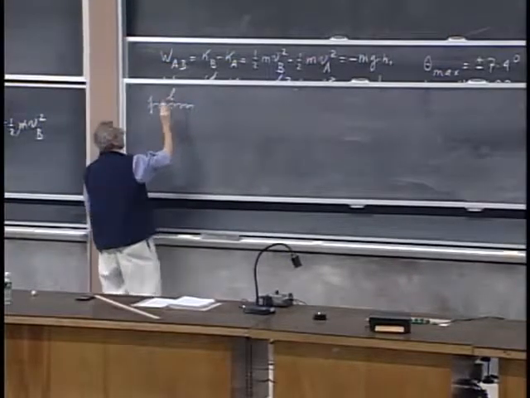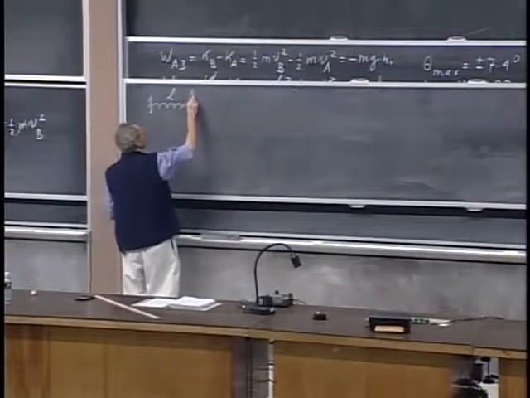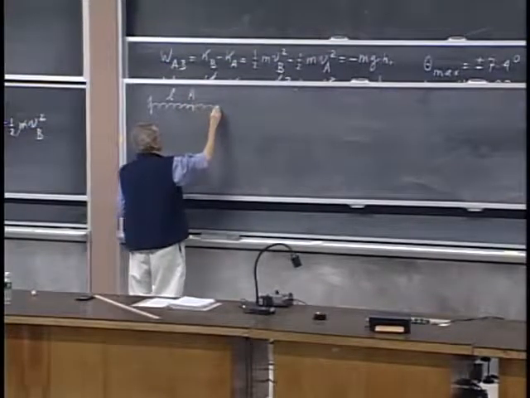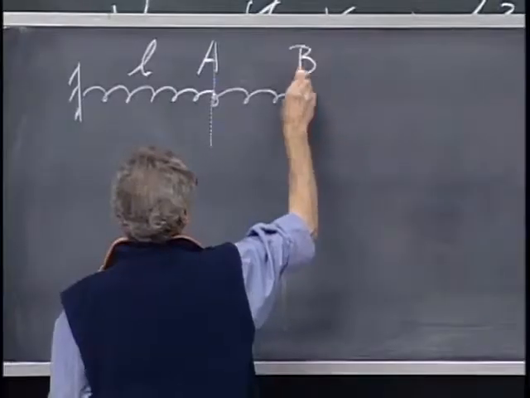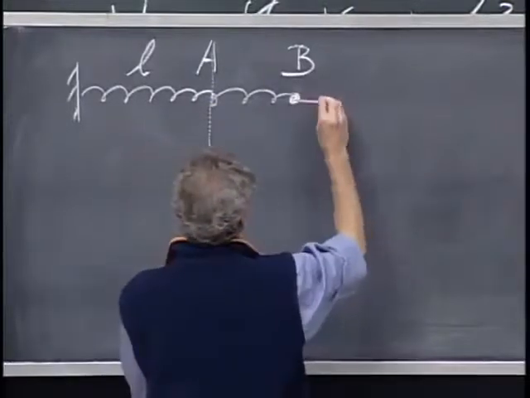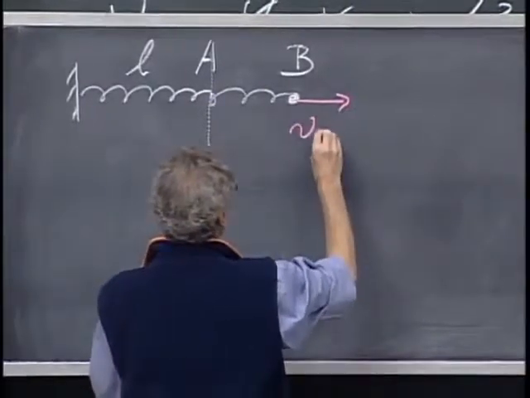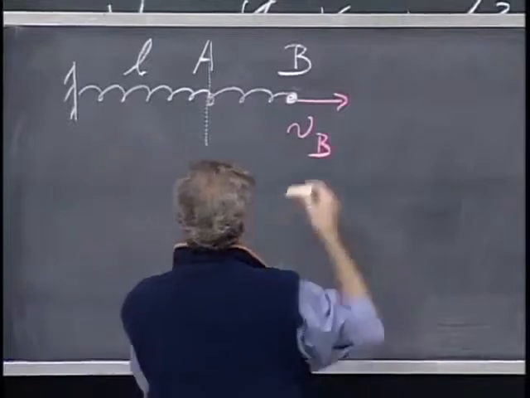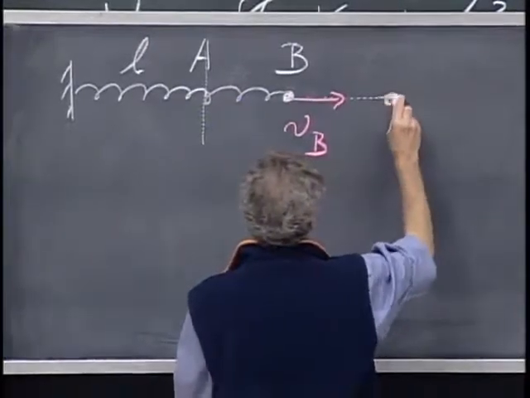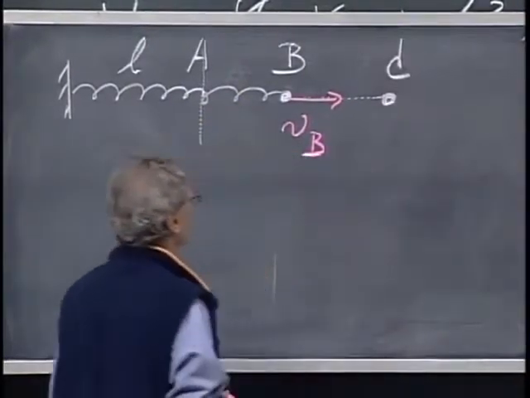Let this be the relaxed length L of the spring. This is point A. I stretch it to point B. I give it a kick. I will not put in any numbers now. I'll give it a speed VB, and it comes to a halt here at point C.